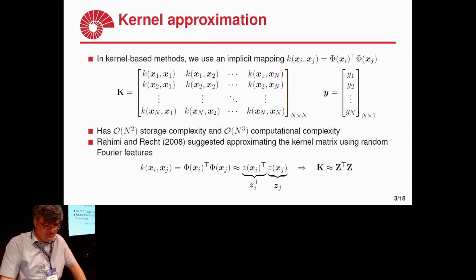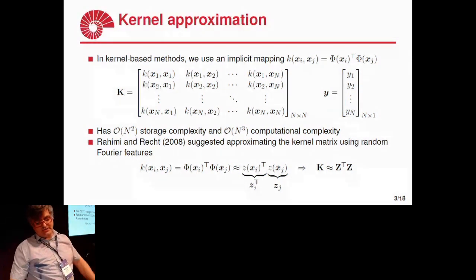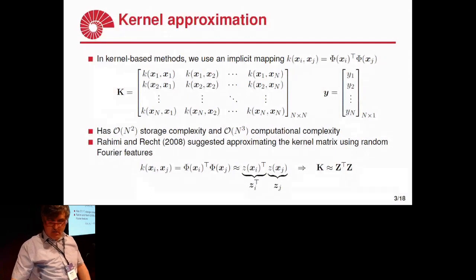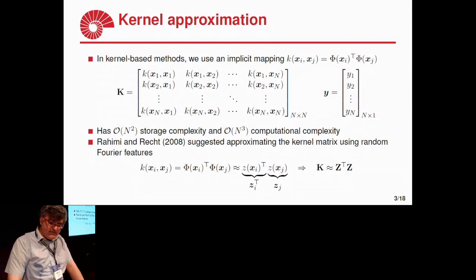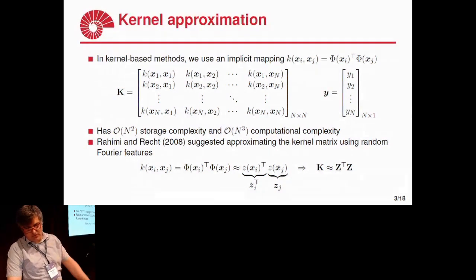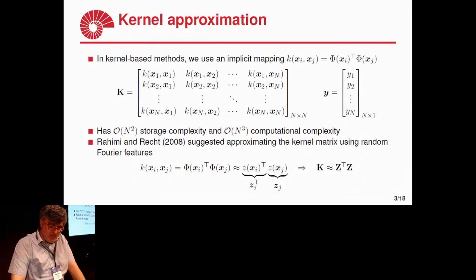There are approximation methods. There are several approximation methods, of course, including Nystrom approximation, which was mentioned in a talk 2 days ago. And there is this random Fourier approximation. And we use these random Fourier features developed by Rahimi and Recht in 2008. And it was also awarded by the NeurIPS conference 10 years later.